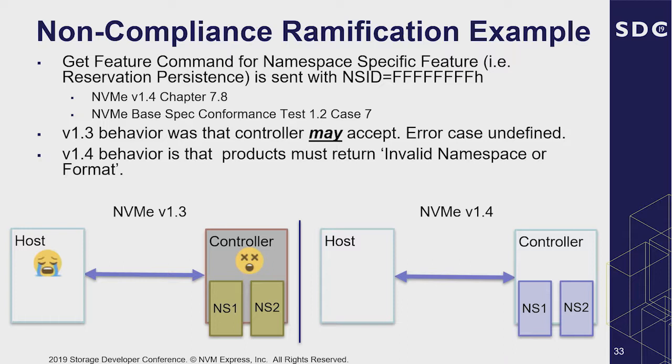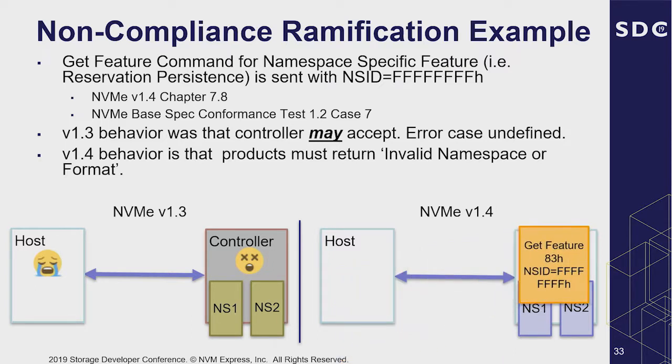Not because of the power loss. We built the protocol to be resilient to those kinds of things, to be able to deal with those kinds of things. The problem is that the controller and the host had different expectations about how those namespaces, or reservations on those namespaces, would be persistent across power losses. So that was a little bit of a gap in NVMe 1.3. So in 1.4, we cleaned it up.